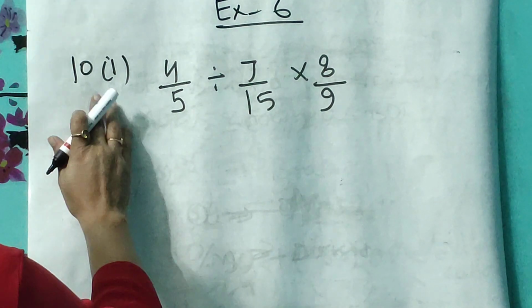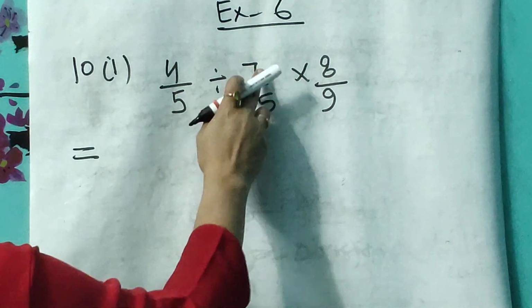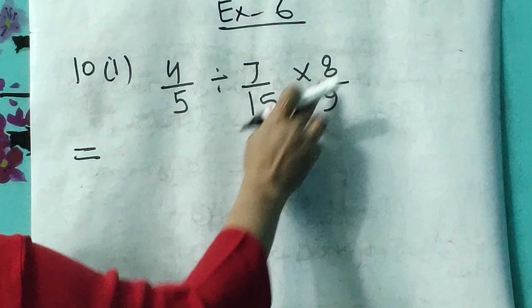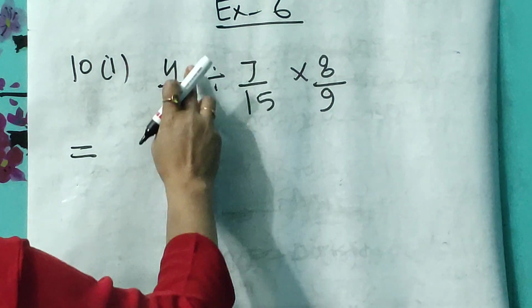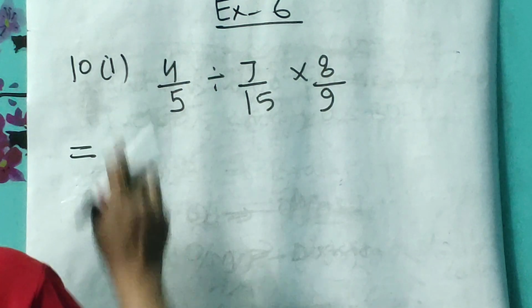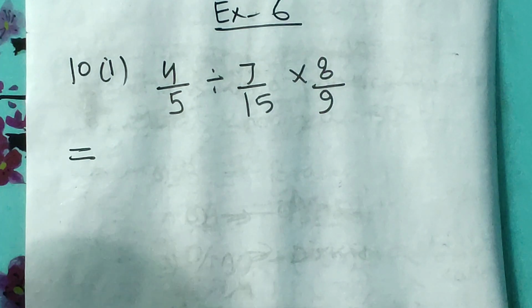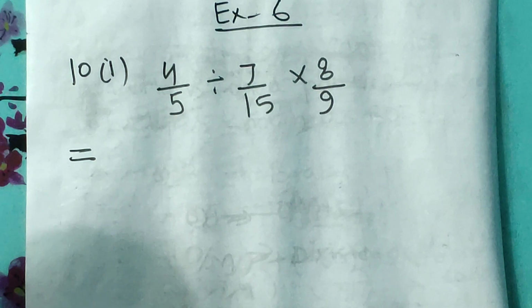Now the next question is question number 10. First one, 4 by 5 divided by 7 by 15 into 8 by 9. Now these are fractional numbers. With fractional numbers, you have to solve using the rules which we have discussed already.